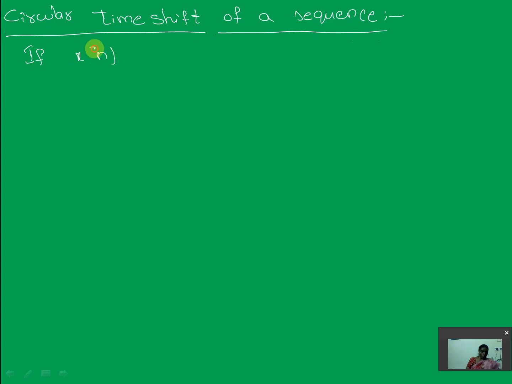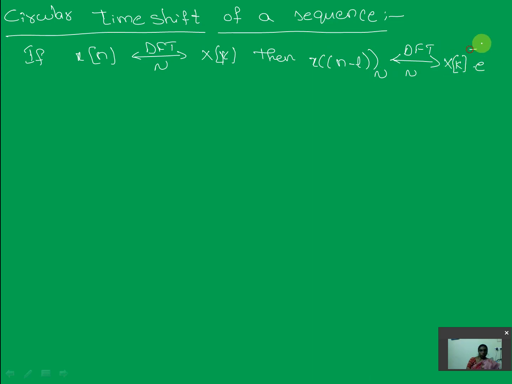If x of n has the N-point DFT x of k, then x of n minus L modulo N has the DFT x of k into e power minus j 2 pi k L by N. So here this is the statement.